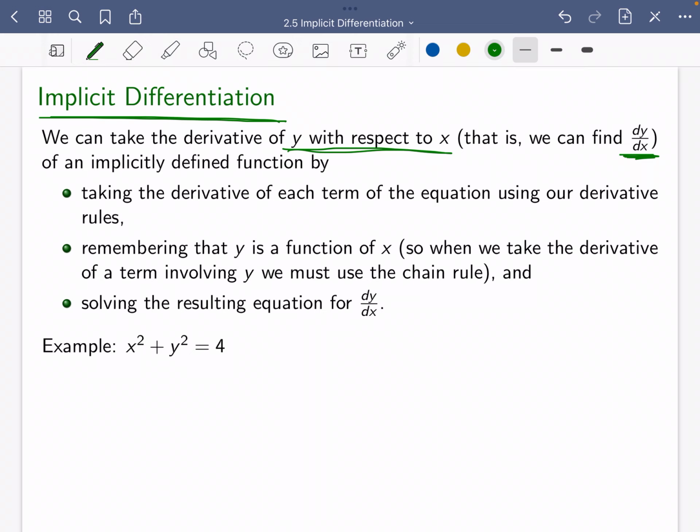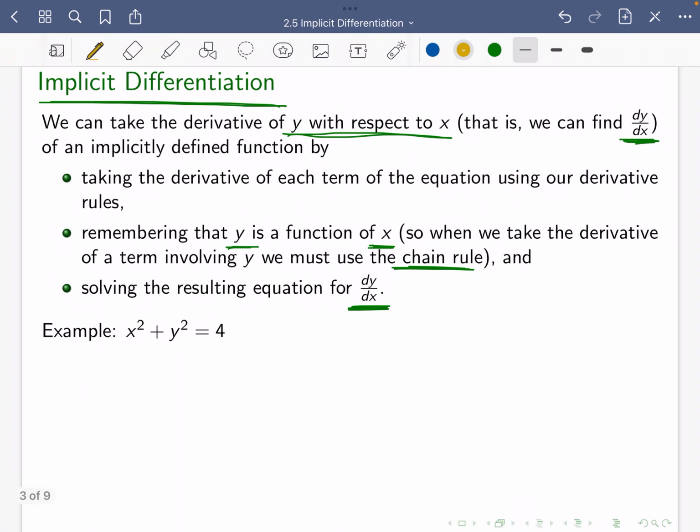So how do we do that? Well, we'll take the derivative of each term of the equation using our derivative rules. However, whenever we take a derivative that involves y, y is a function of x, so we are going to have to use the chain rule. And then after we've gone through this derivative, we're going to solve for dy dx. Let's look at an example and see what's going on here.